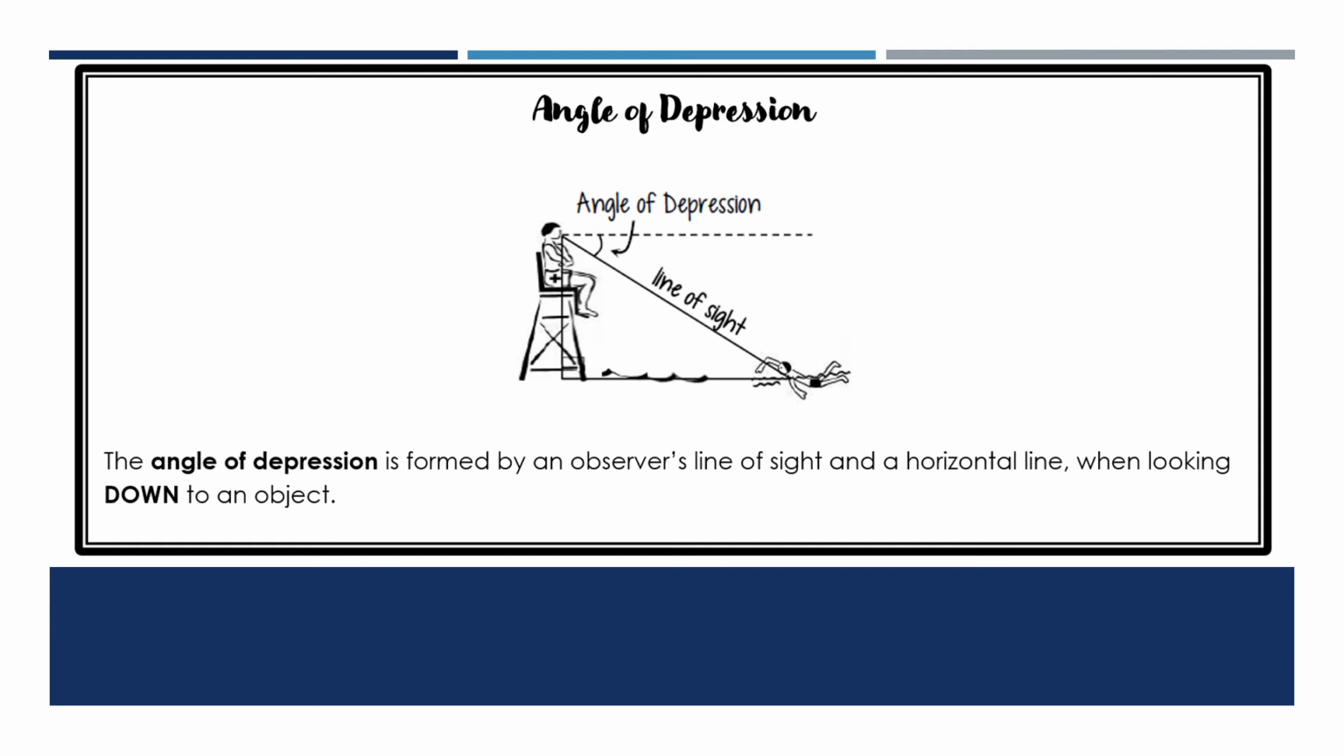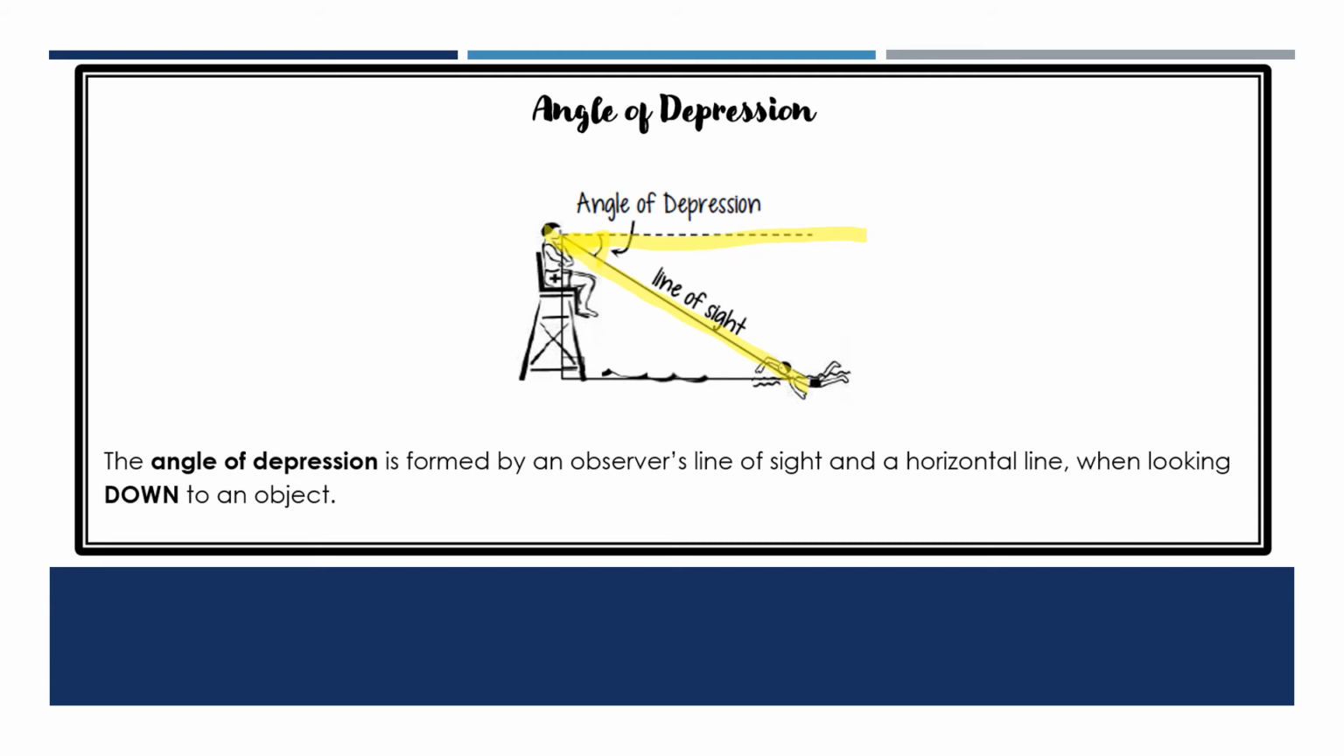Angle of depression tends to be challenging for students because they want to put the angle in the wrong place. An angle of depression is used when you're looking down on an object, so you are above the object. It is created by your line of sight. In this picture, the line of sight is going to be the hypotenuse and a horizontal. So the angle of depression is this angle right here.